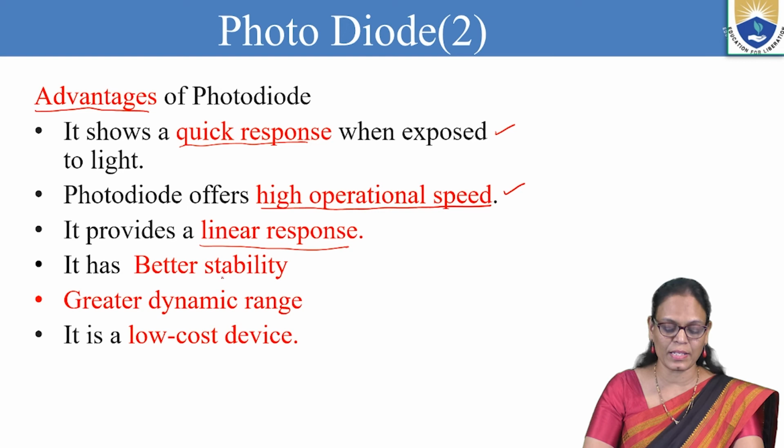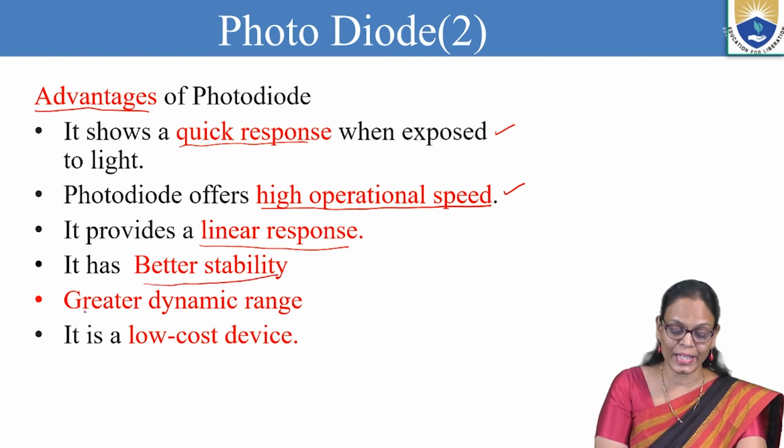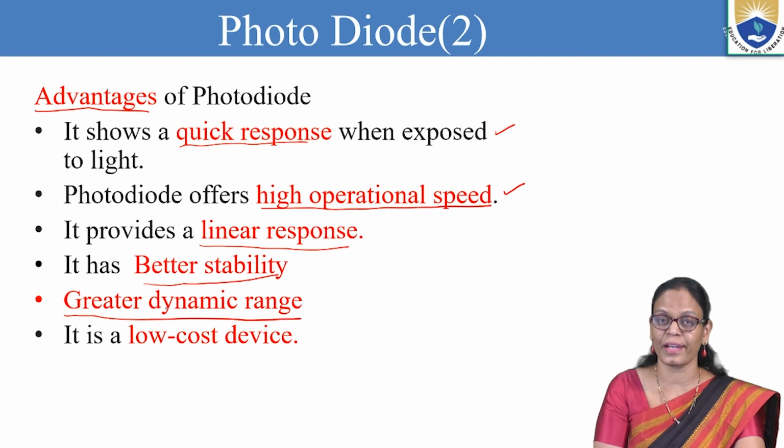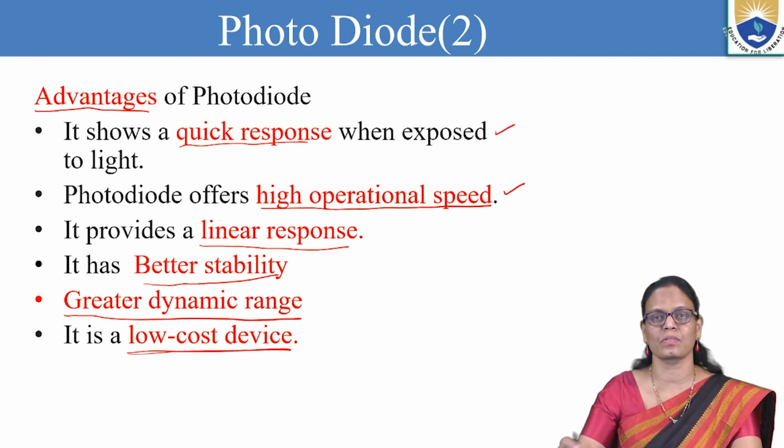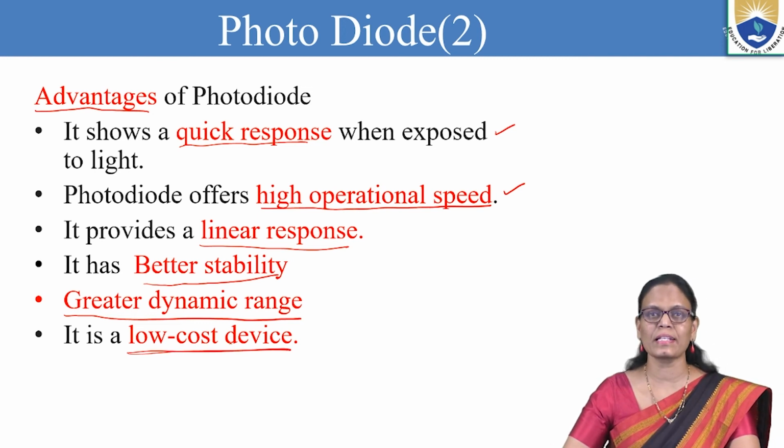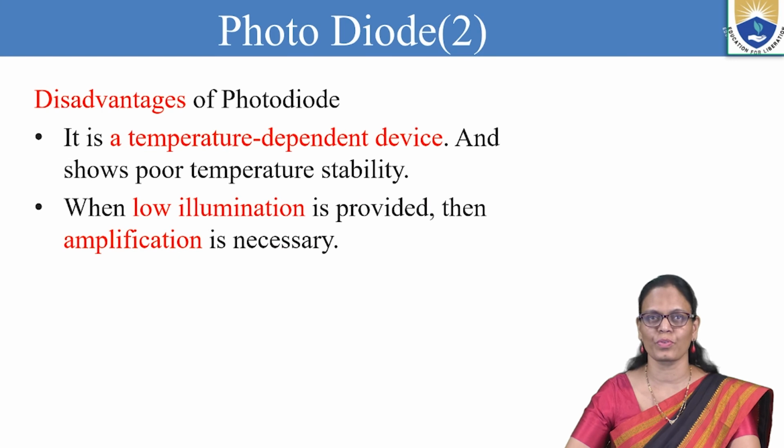So it has better stability. Stability is also good. And greater dynamic range. The range is also very high, and it's a low cost device. The cost is also very less. So all these are the advantages of a photodiode.